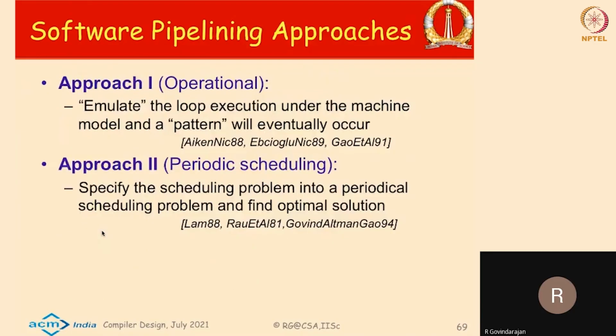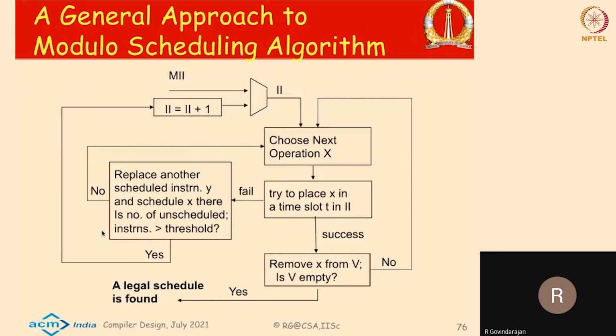So again, there are lots of approaches to how software pipelining is done, and I'm not going to go into those details. This is the high-level algorithm. You start off from the minimum initiation interval, and for the given minimum initiation interval, you try to schedule all the instructions in the graph using a method very similar to basic block instruction scheduling, but now you use a reservation table called the modulo reservation table. You see whether it follows all the resource constraints as well as all the dependence constraints, and you try to schedule them.